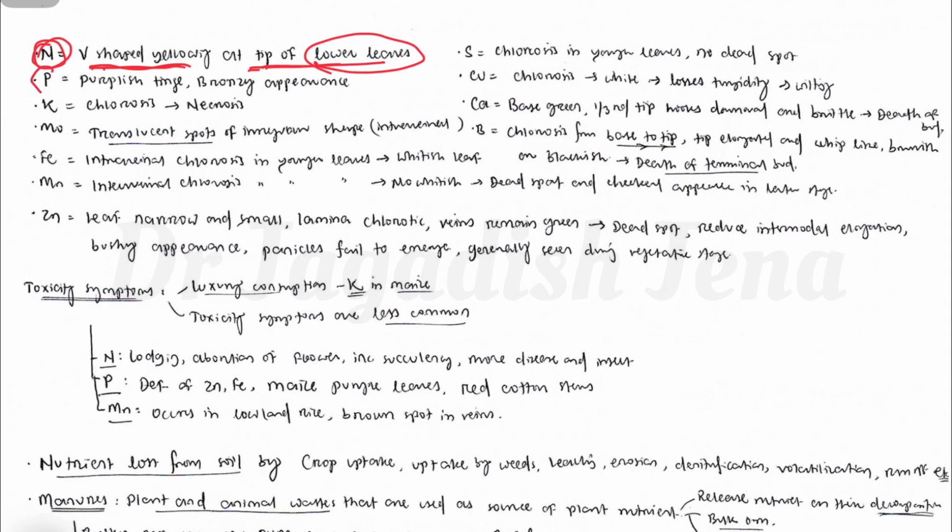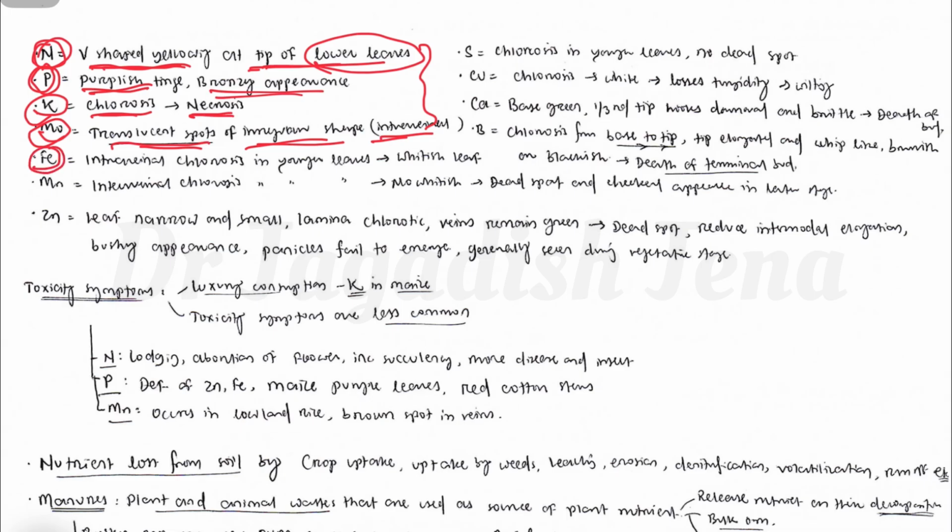Then we have already discussed phosphorus deficiency, there is a purplish tinge. Again, with yellowing or chlorosis, you can find purple coloration. Then a bronzy appearance in the case of younger leaves. Then for potassium, it will be chlorotic followed by a necrotic region. Then for molybdenum, there will be translucent spots or irregularly shaped intervenal necrotic regions, and you can also find intervenal chlorosis. So these are highly mobile nutrients in the plant, and their deficiency symptoms are mostly seen in lower leaves. Now coming to the less mobile nutrient like iron.